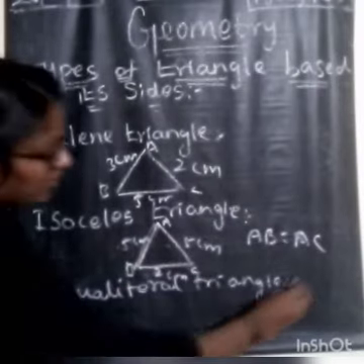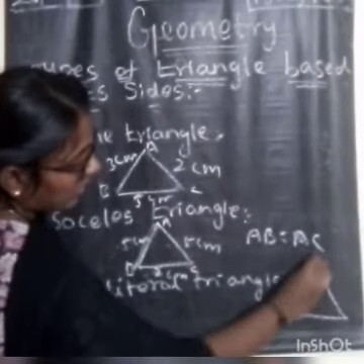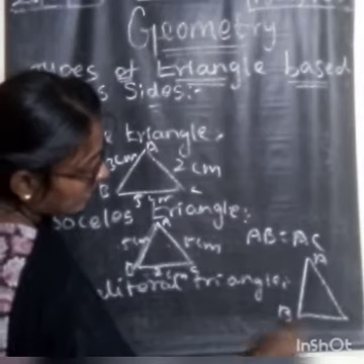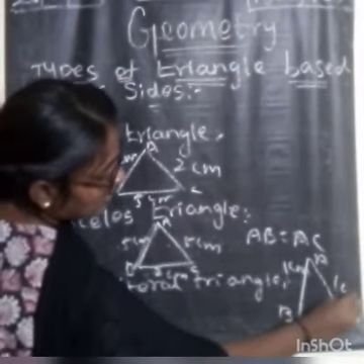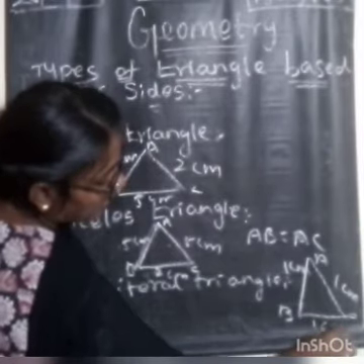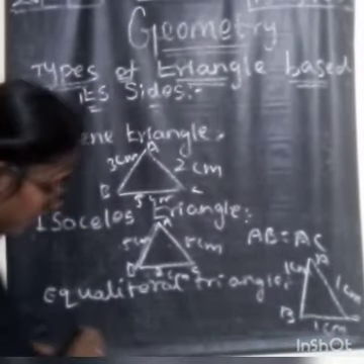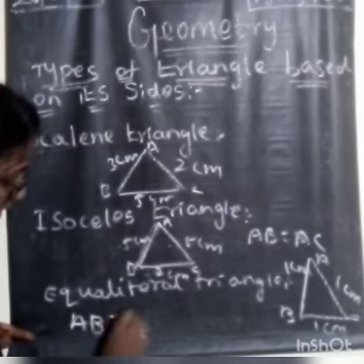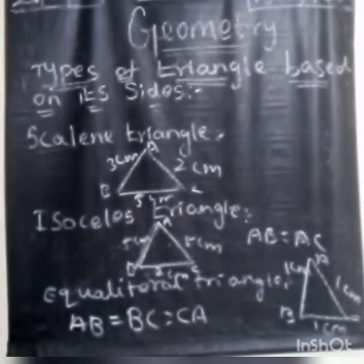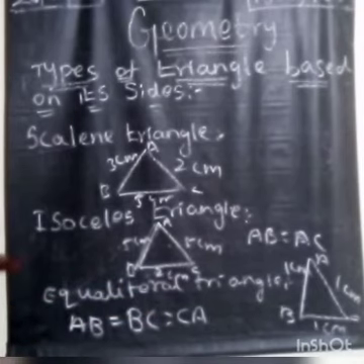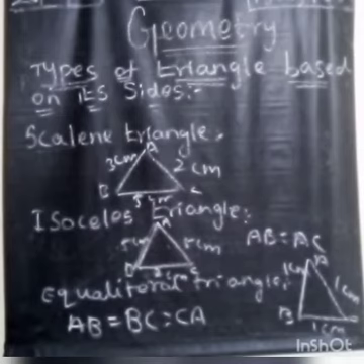Okay. So here A, B, C. Here 1 centimeter, 1 centimeter and 1 centimeter. So here the three sides, AB equal to BC equal to CA. Here the three sides of the triangle are equal in length, so it is called an equilateral triangle.